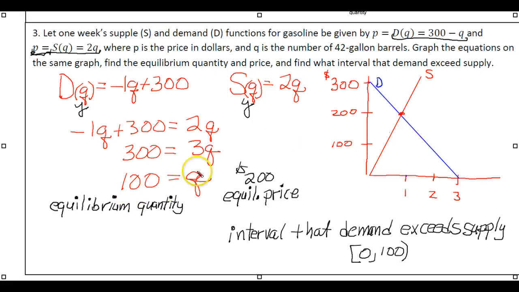Now on our graph, if we take this 100 for q and put it in there for q, 100 here, 2 times 100 is 200. That is the equilibrium price. And the interval that demand exceeds supply, as you can see, is down in this area, which is 0 to 100.